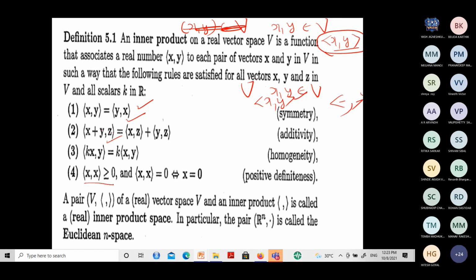Then inner product of x comma x is always greater than or equal to 0. But when it is equal to 0, you should clearly say that the vector x is a zero vector. Only when x is a zero vector, it is zero. Otherwise, it is greater than zero. Just have a glance at these four properties. We'll do a problem based on this, then I'll stop.